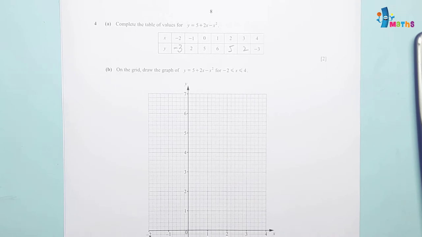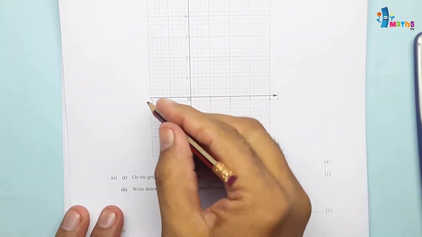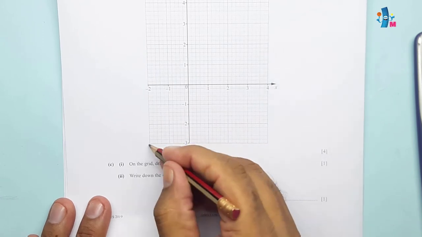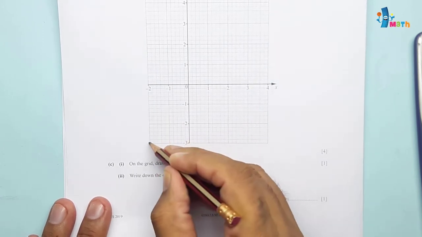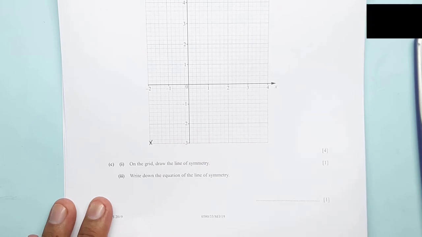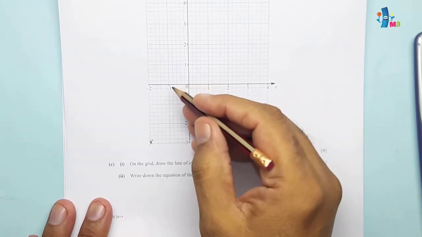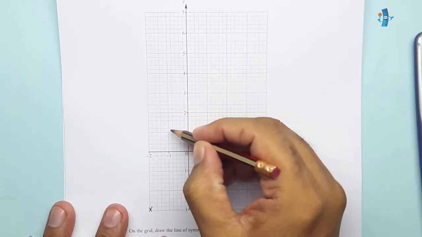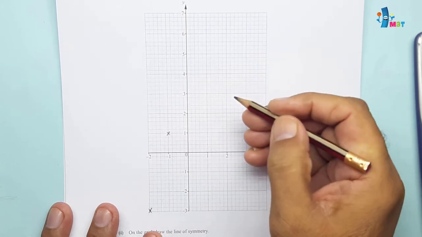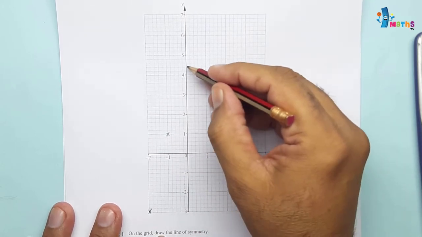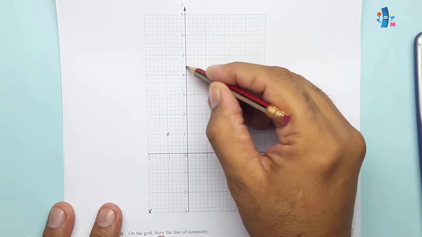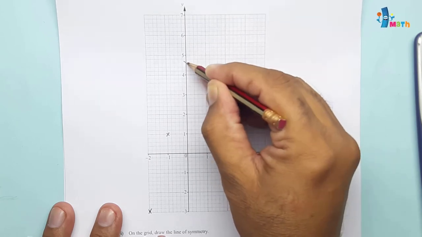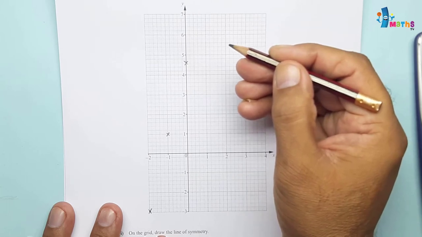And then we'll have to plot these points. First value is minus 2 and minus 3. Minus 2 is this one, and minus 3 is over here. And this is the point which we can put cross over here. And then minus 1 and 2. Minus 1 and positive 2 will be over here. And 0 and 5. 0 and 5 will be in the middle. This point. 0 and... No, sorry.